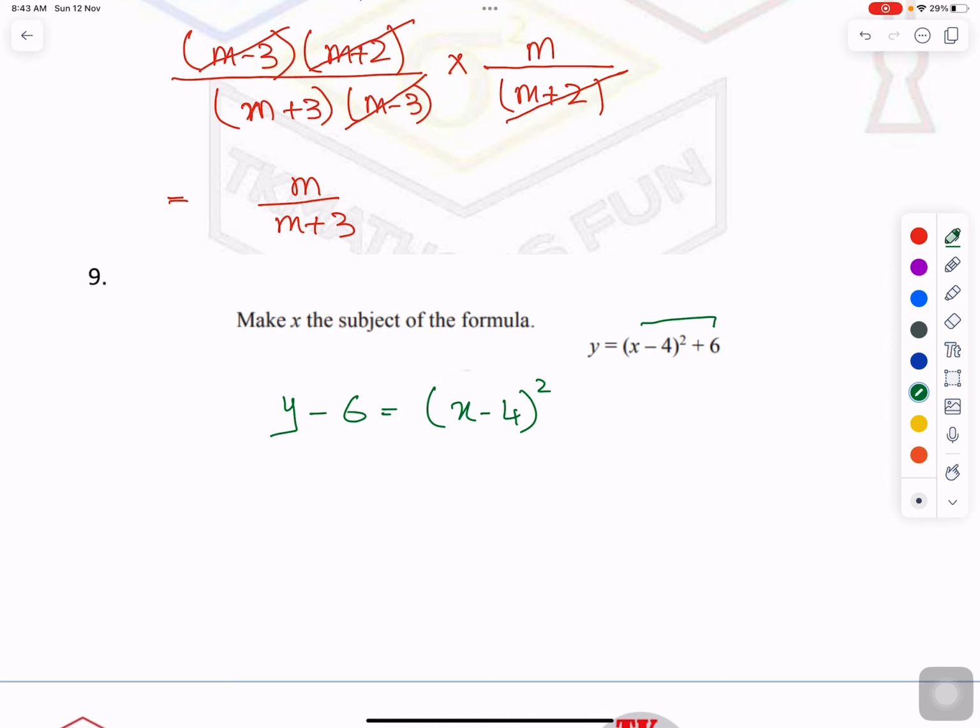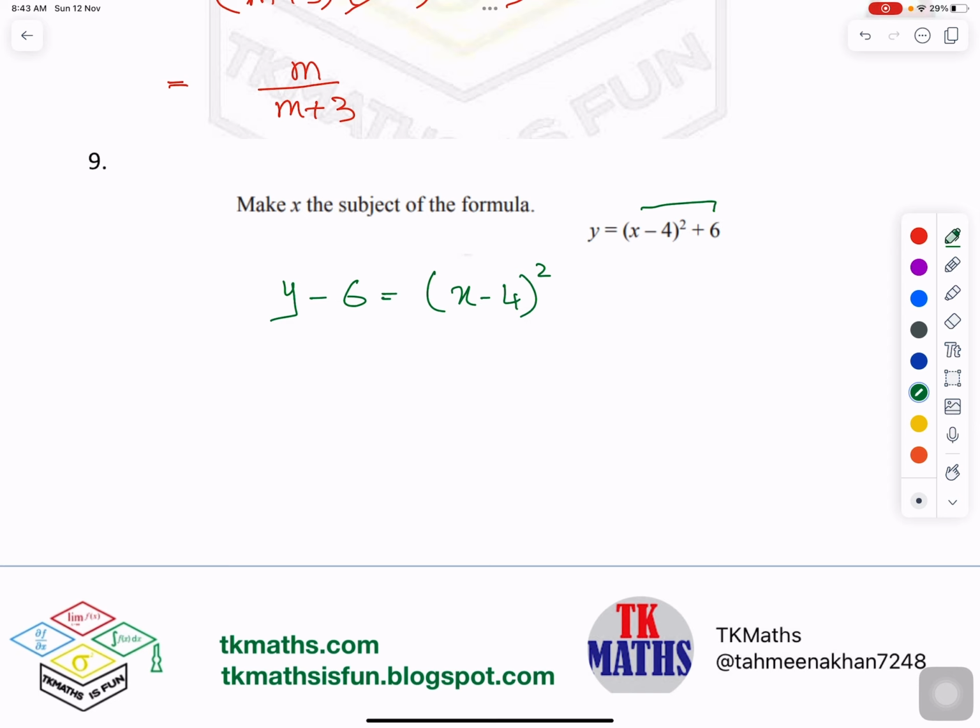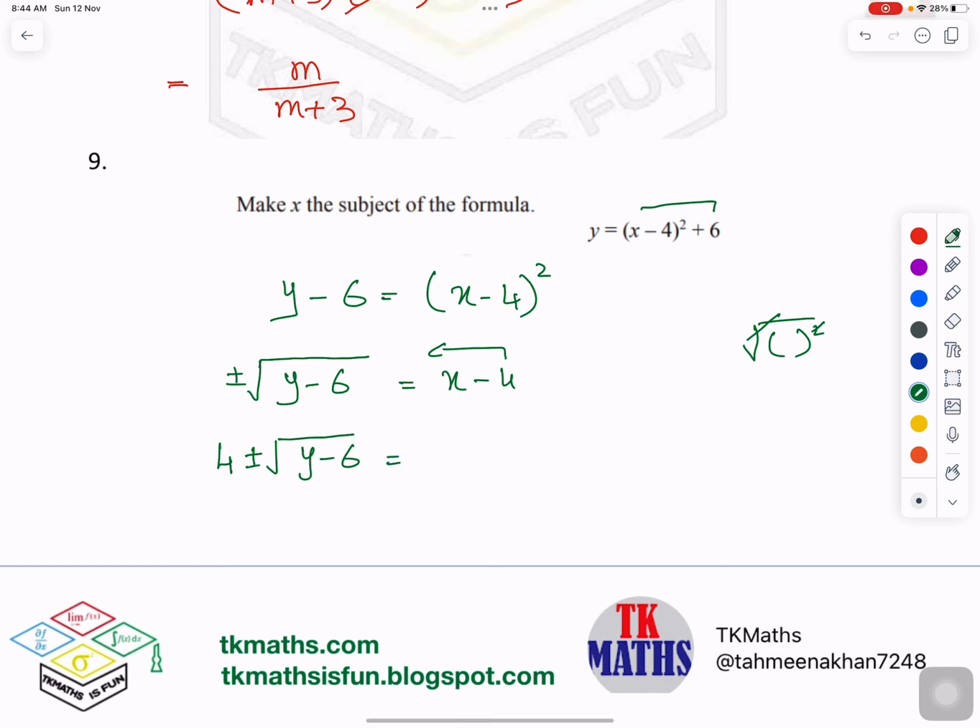So if you want to remove a square, what do you do? You remember, you take a square root on both sides. But when you take a square root on both sides, you write plus minus, both signs. So now it will be x minus 4. If somebody does not know, if you have a square in the bracket, it cancels out. So if you take a square root here, this 2 will cancel with this square root. Okay, so now you are left with x minus 4. This minus 4 will go to the other side and it will become plus 4. So you will have x is equal to 4 plus minus the square root of y minus 6.